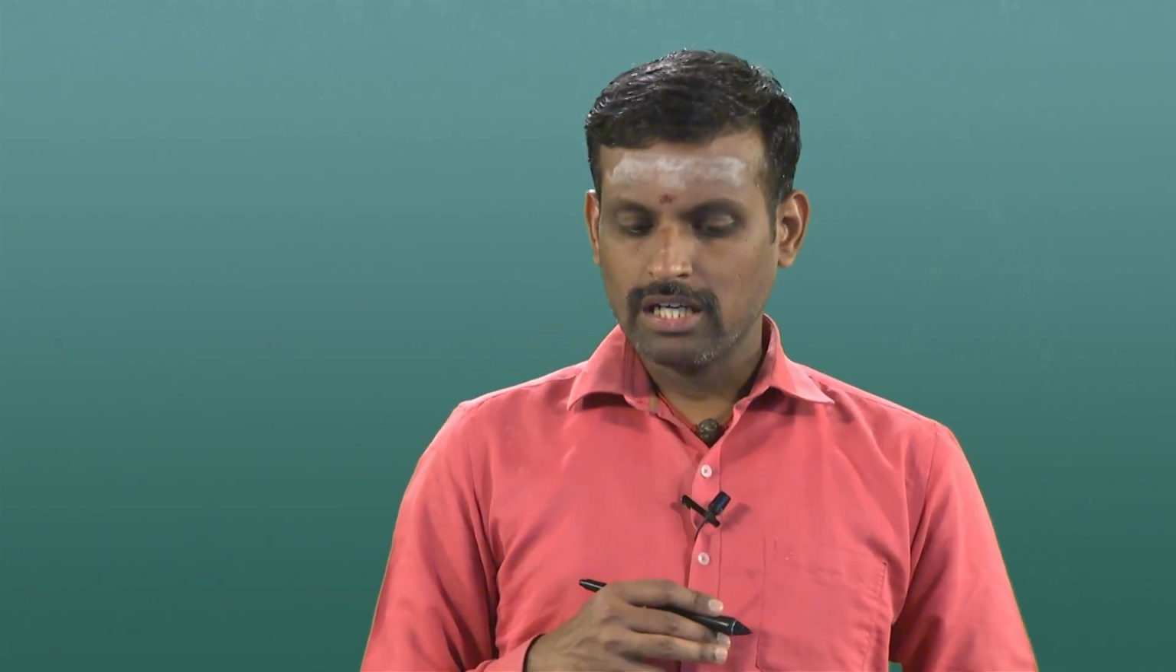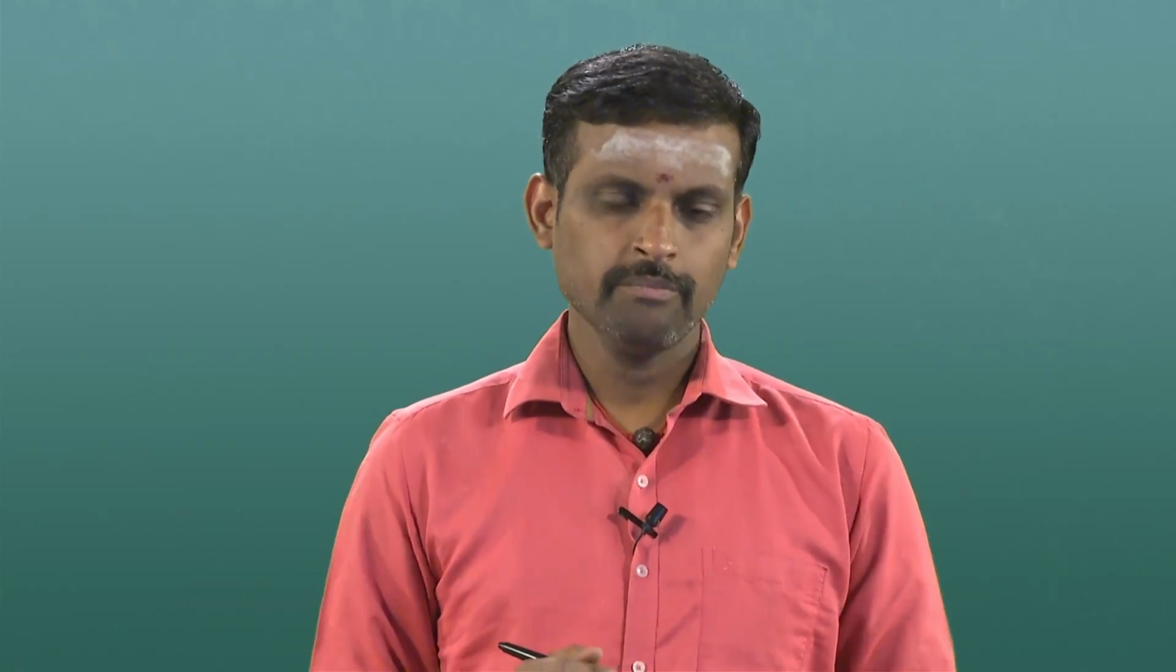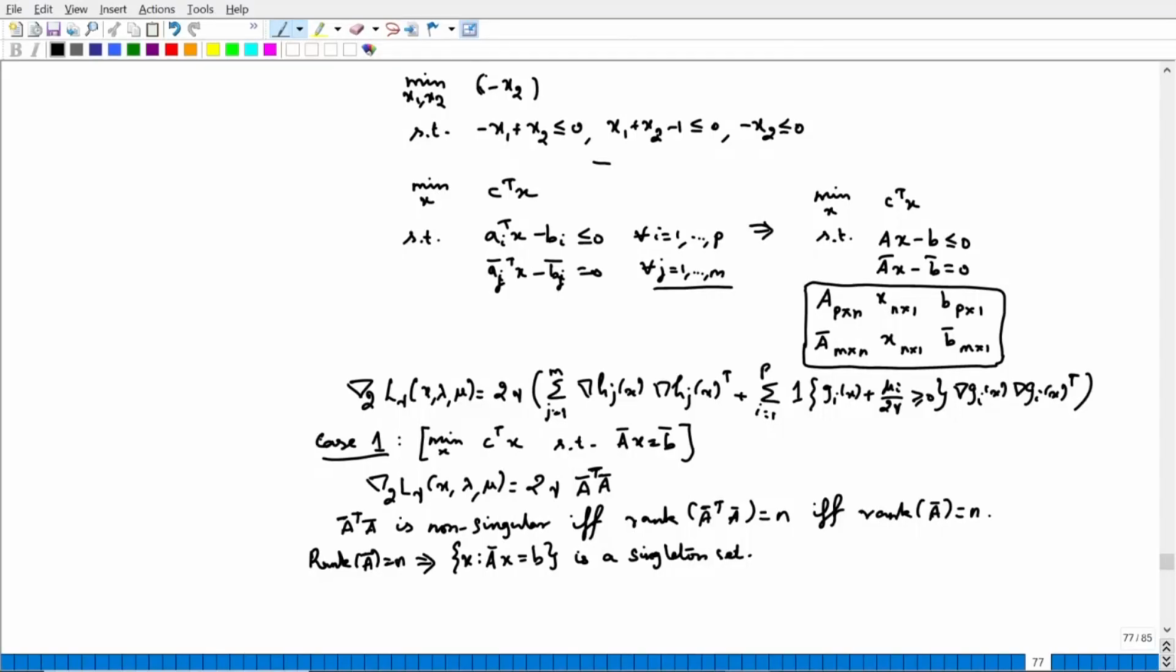So, what this tells us is that either the problem is trivial when rank of A bar is equal to n, or when rank of A bar is less than n, the Hessian is singular, which means you cannot use this particular method. Okay. So, that is what happens when you have only equality constraints. Okay.